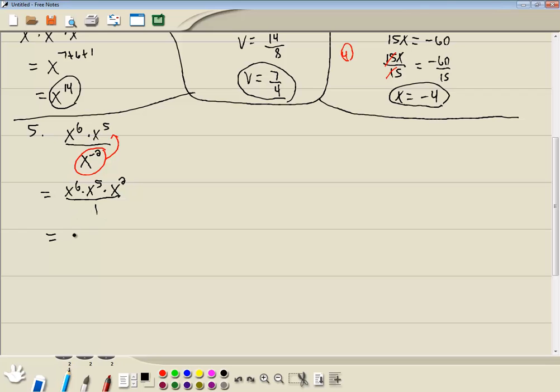Of course, that 1's going to disappear, and we got x to a power times x to a power times x to a power, and we'll add all the exponents. So I got 6 plus 5 plus 2, which gives us x to the 13th power. And that's our answer.